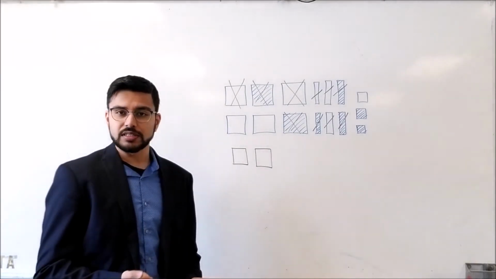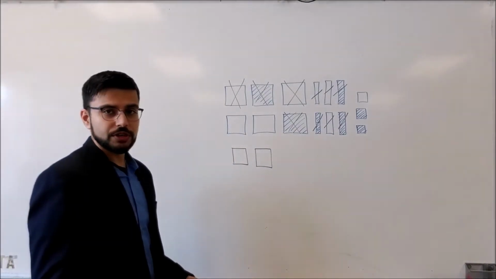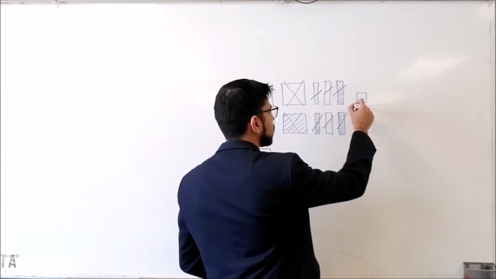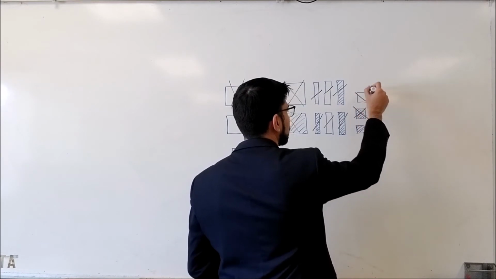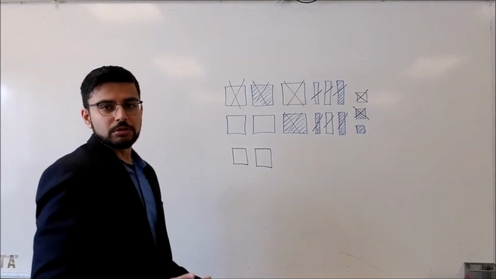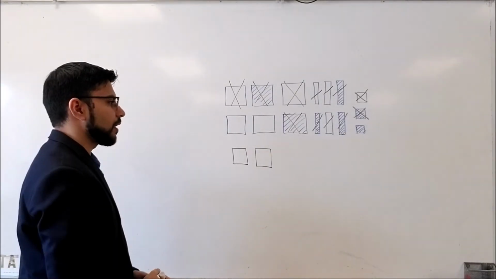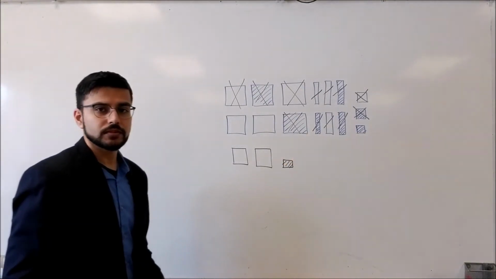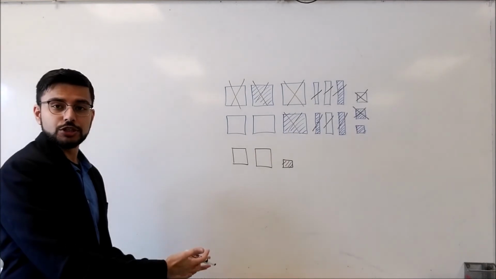Now we're moving on to the single units. I've got 3 of them, 2 of them are shaded, 1 of them is not. So I'm only able to partner one of them, cross them out, and I'm left with 1 shaded unit. And that's what my answer for my picture would be.